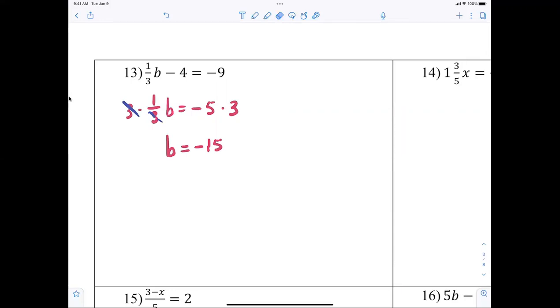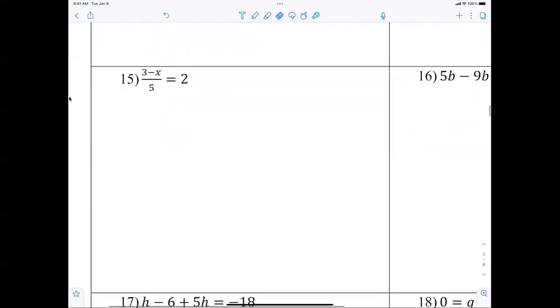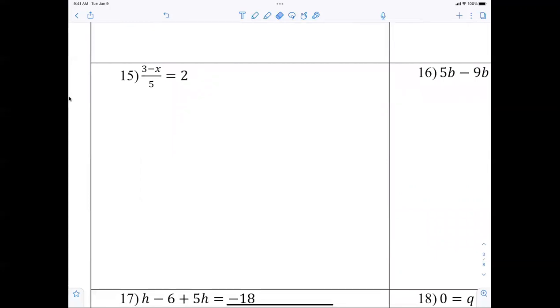Any issues? All right. Come on, Max. Let's do this. What do I have to do first, Max? Get rid of the 5. So I end up with 3 minus X equals what? Multiply by 5. Yep. So that equals minus X equals 10.